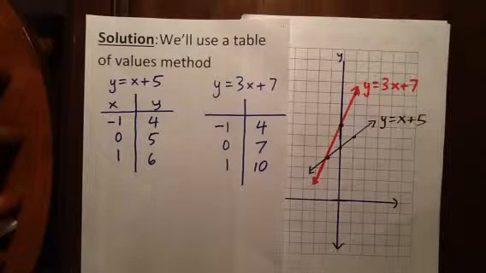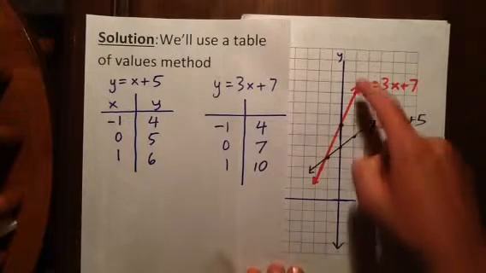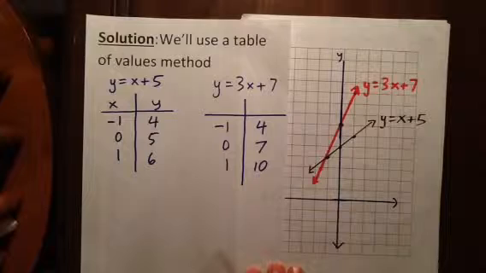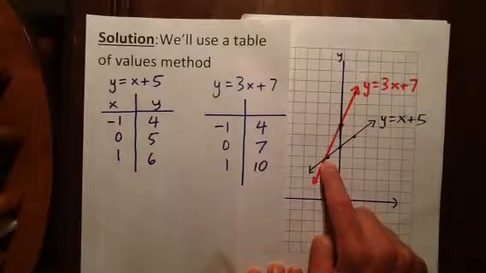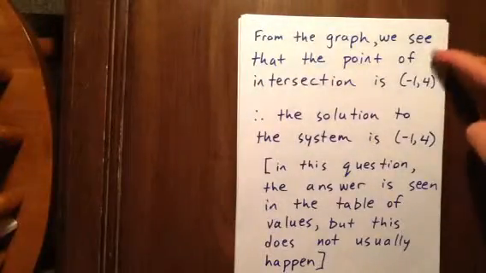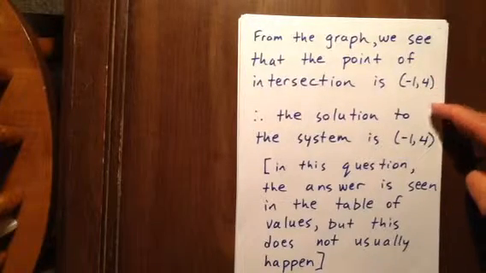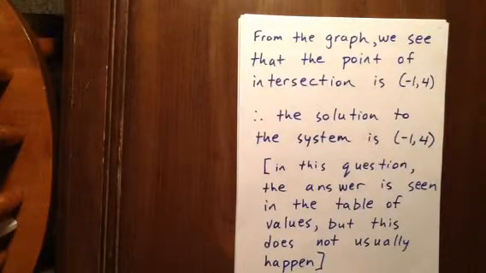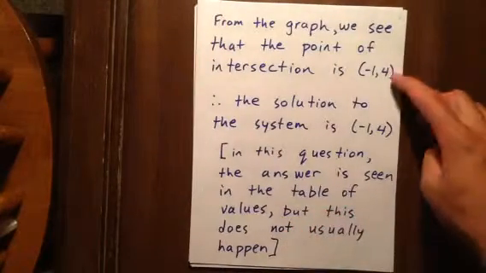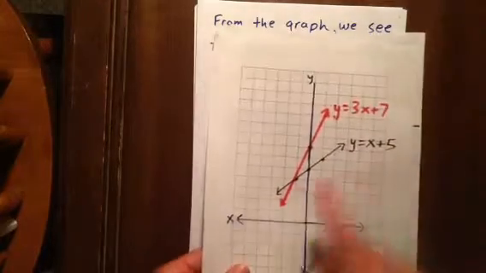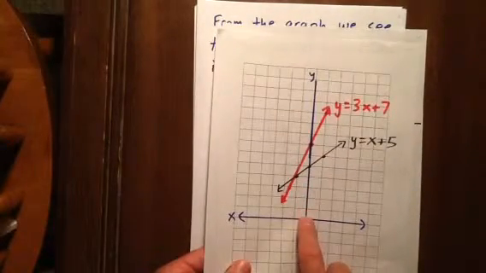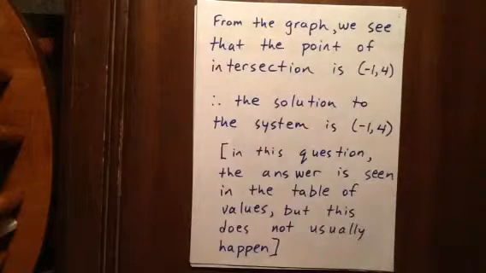And now what we do is we look for a point of intersection. Looking at these two lines, they may not be perfectly drawn, but it would appear that the point of intersection is probably at -1, 4. So we say that the point of intersection is -1, 4, which means that the solution to the system is -1, 4.